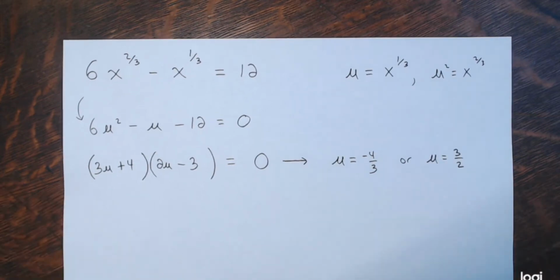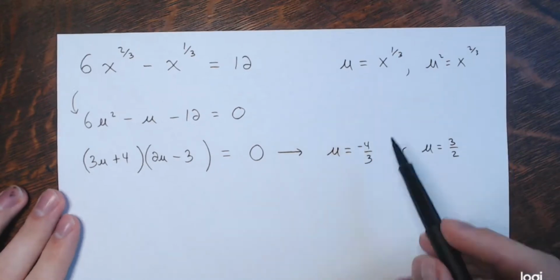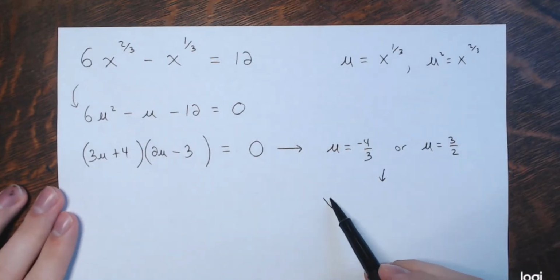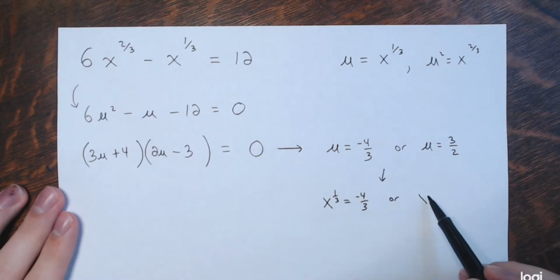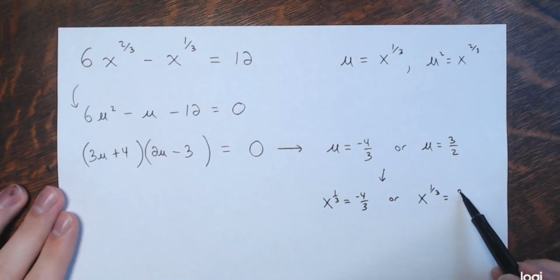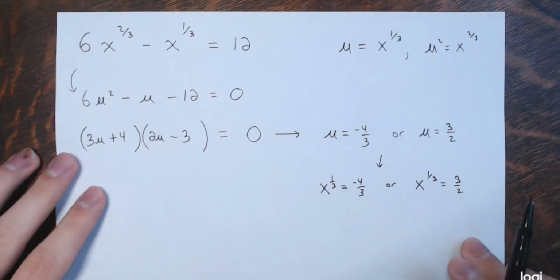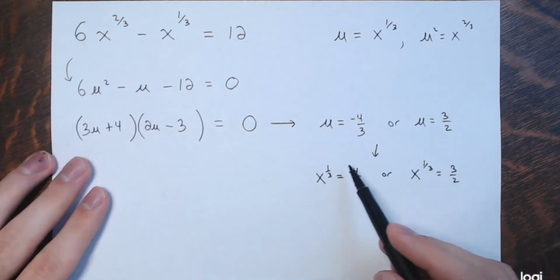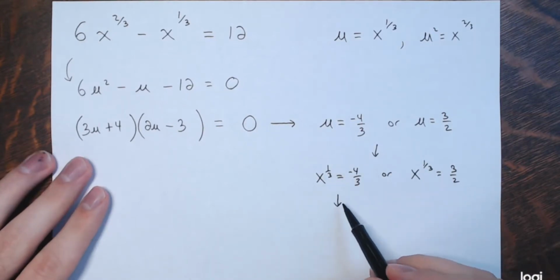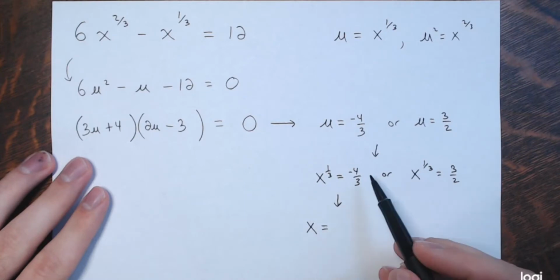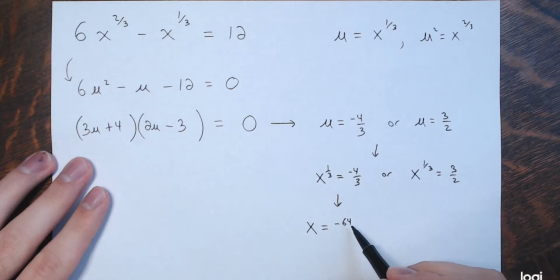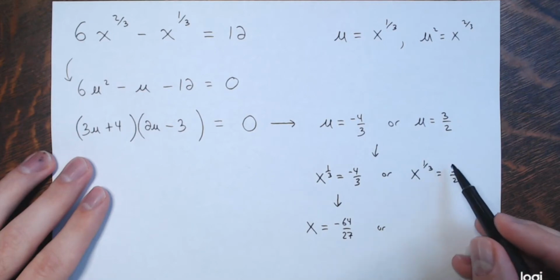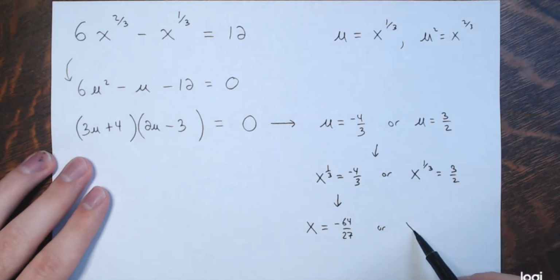And then we sub back. Now remember, u was x to the 1/3 power. So we have x to the 1/3 power equals negative 4/3, or x to the 1/3 power equals 3/2. And then to solve for x in both of these, I'm going to cube both sides, raise both sides to the 3rd power. So from this first part, we have x equals -4/3 to the 3rd power, which would be -64/27. And raising both sides of the other equation to the 3rd power gives me x equals 27/8.